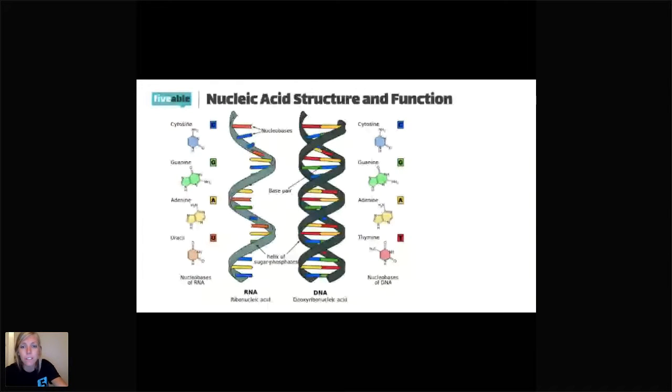Okay, the bases are forming the middle with hydrogen bonds, right? It's not a covalent bond because if it was, it'd be really hard to open up DNA to read it when we're either making protein or to break it apart and copy it and make new DNA.